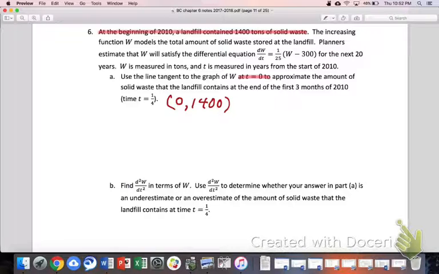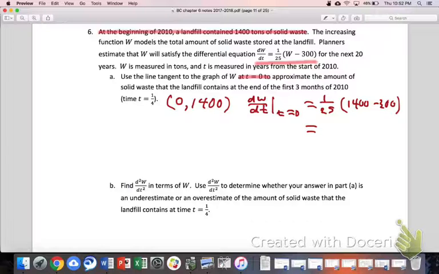Now I need to find the slope of the tangent line, and I'm going to use my dw dt to help me find that. And so I'm going to calculate dw dt when t is 0, and that's going to give me 1/25 times 1,400 minus 300, and I'm getting that 1,400 from the fact that when t is 0, w is 1,400. All right, so then I'm going to finish this off by evaluating. Of course, 1,400 minus 300 is 1,100, and 1,100 divided by 25 is 44. So that means my slope is 44.